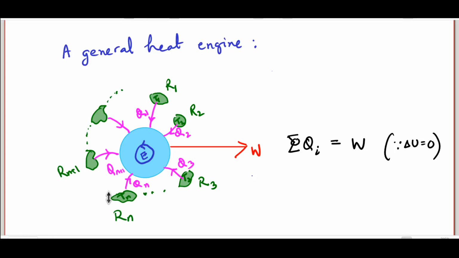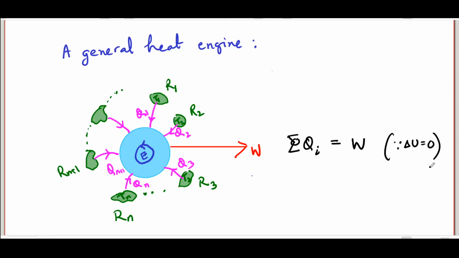And of course, some of these heats will be positive, that is, they will really be taken in. Some will be negative, so they will really be heat rejected. But the sum total of all these heats, sum over Qi, and here I put a circle on the sigma to indicate that this is a cyclic process, must be equal to the net work done by the process, simply because this being a cycle means the change in internal energy for the system has to be zero.